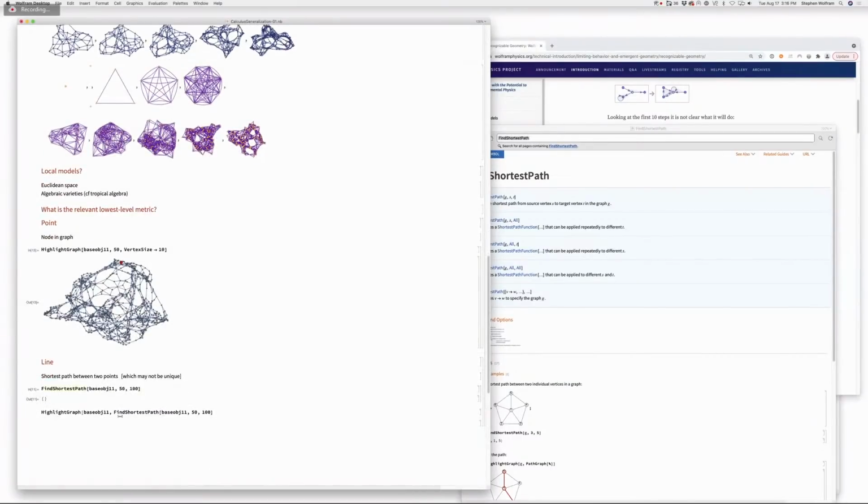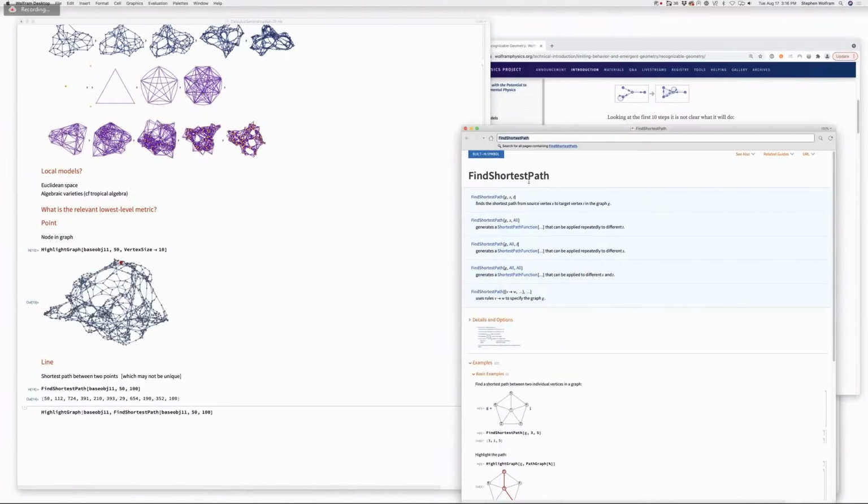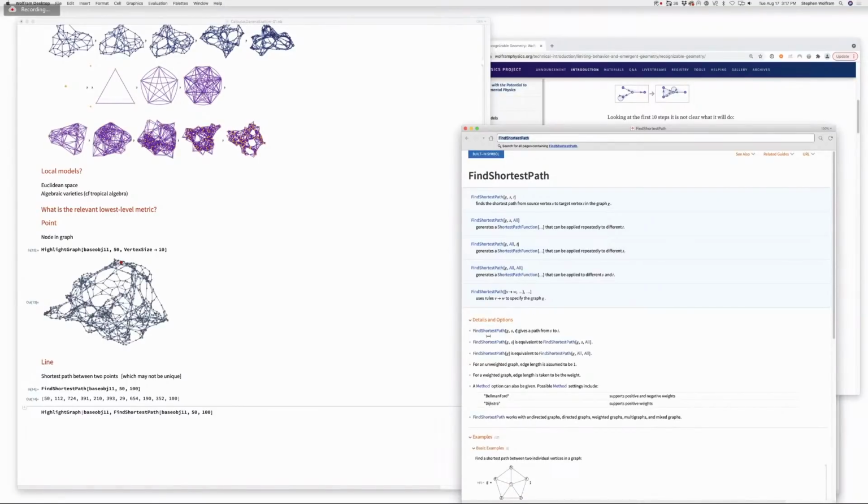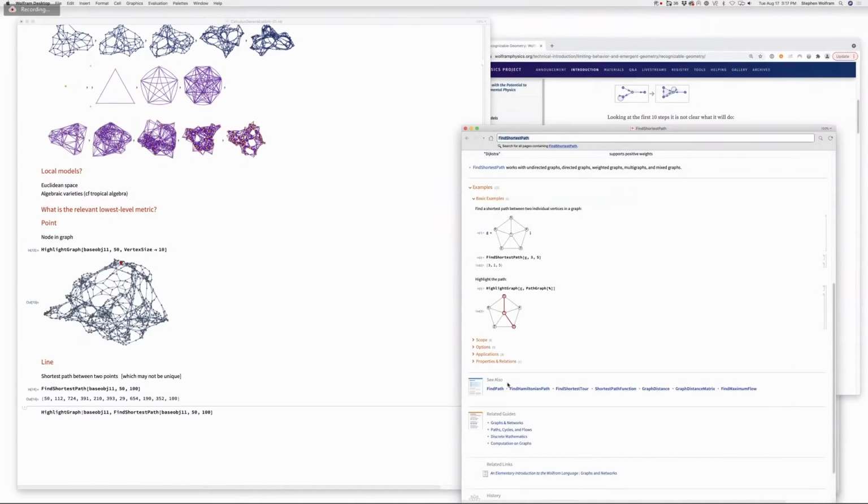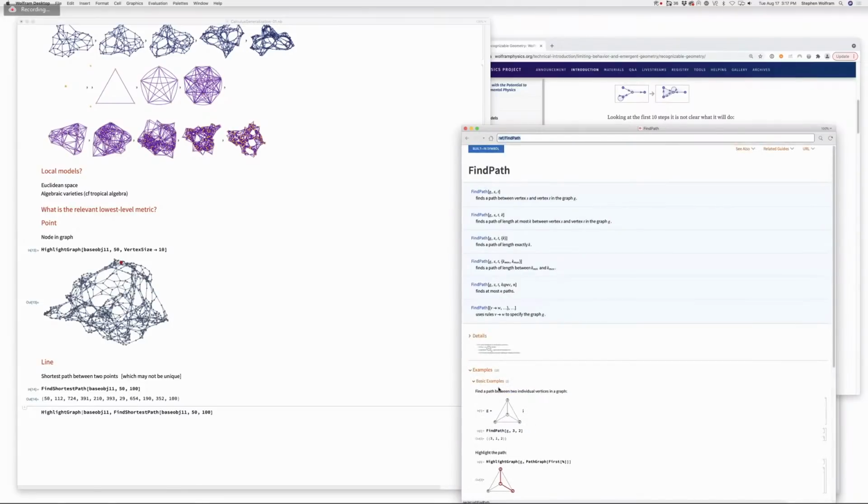Okay, so there is our path. Now, it may not be the only path. So let's see, is there a way to get multiple paths? What is this doing? How do I get multiple paths? I think that's a find path. If I remember correctly, it gives paths of length at most k.